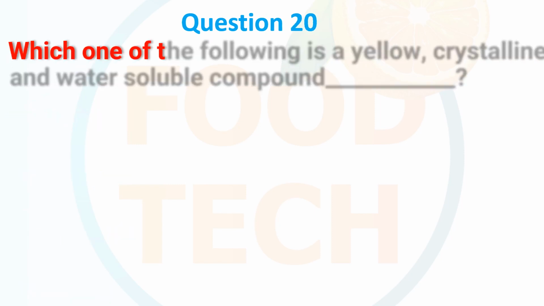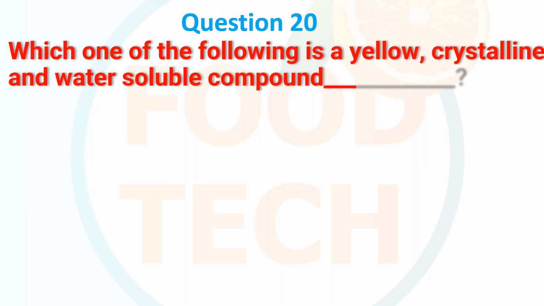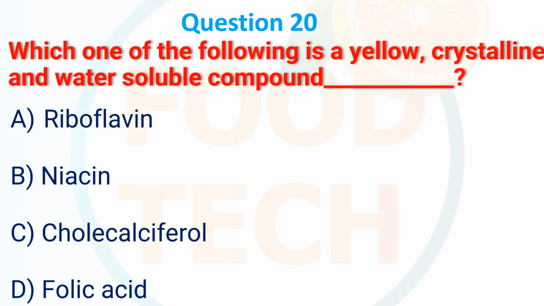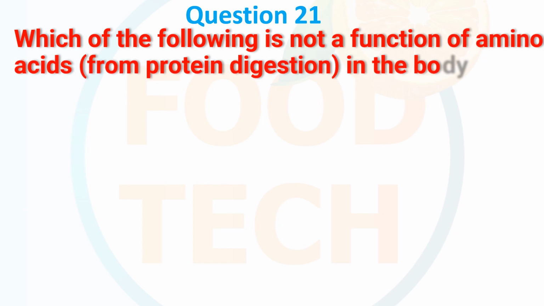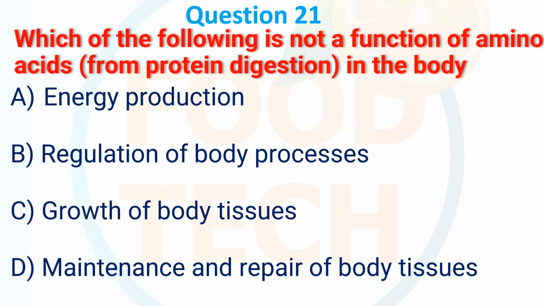Beriberi. Which one of the following is a yellow crystalline and water soluble compound? A. Riboflavin, B. Niacin, C. Cholecalciferol, D. Folic acid. The answer is A. Riboflavin. Which of the following is not a function of amino acids from protein digestion in the body? A. Energy production, B. Regulation of body process, C. Growth of body tissue, D. Maintenance and repair of body tissue. The answer is B. Regulation of body process.